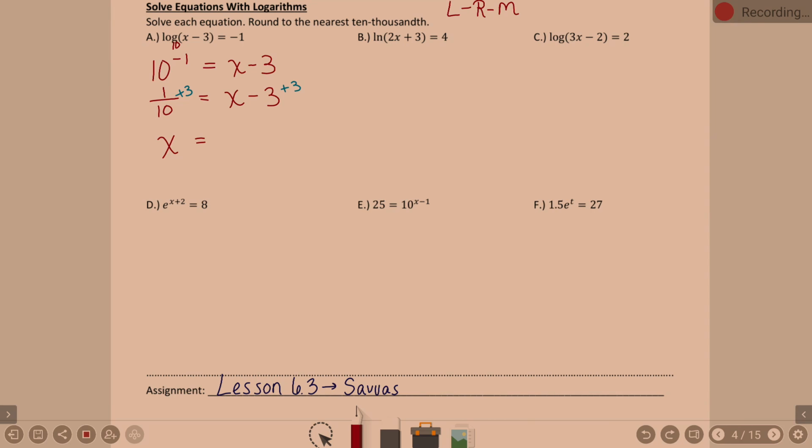And I know my brain goes to 3 and 1/10, but Savas wouldn't want 3 and 1/10 as a mixed number. They would want 3.1. Or maybe they'd want it improper. I'm not sure. So, yes.